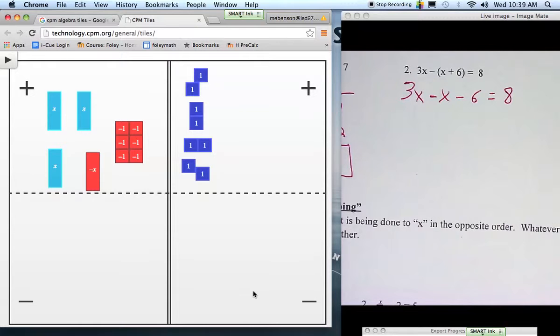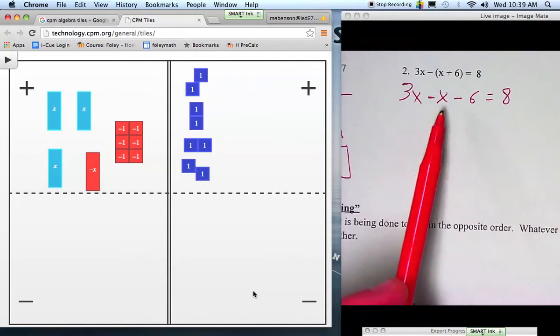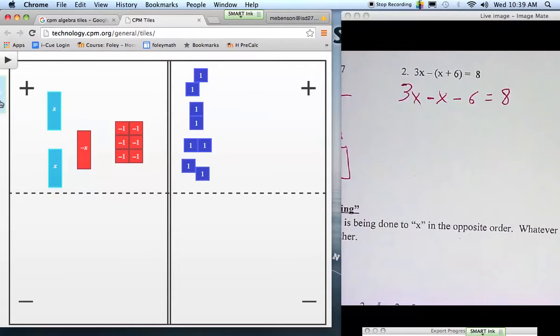Next step would be to move any x's. If there are x's on both sides, get them all on one side. Well, in this case, we don't have to worry about that. The x's are only on the left. So now I'm just going to start looking for zero pairs. That's, again, a positive and a negative that cancel each other out. So this positive and this negative x cancel each other out, and so they're gone.